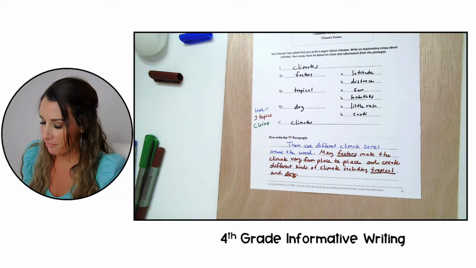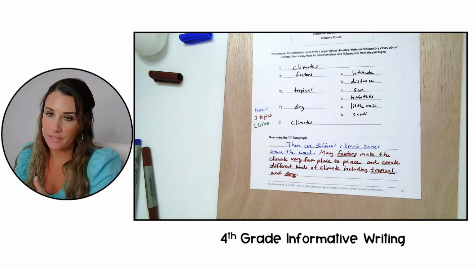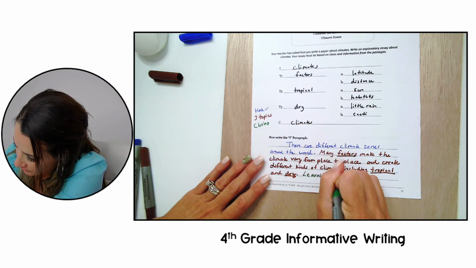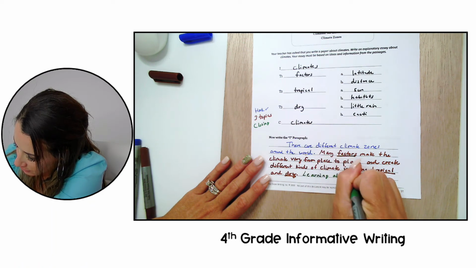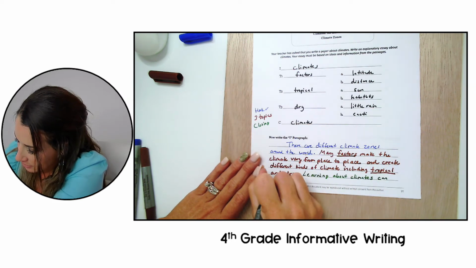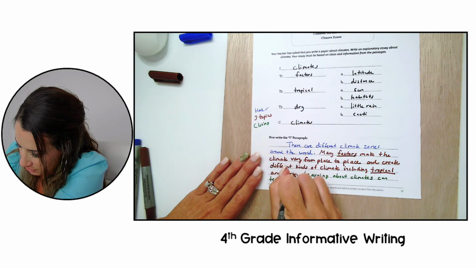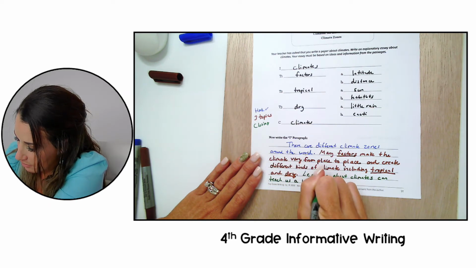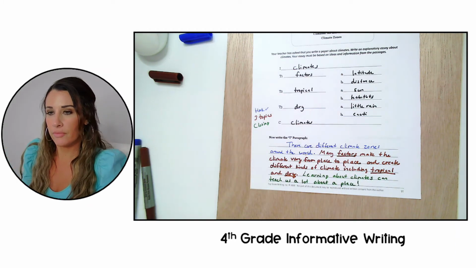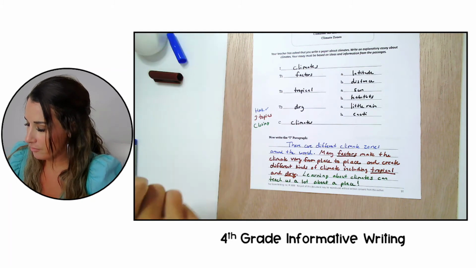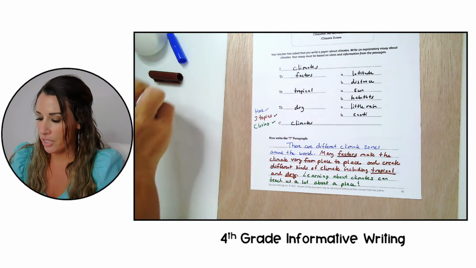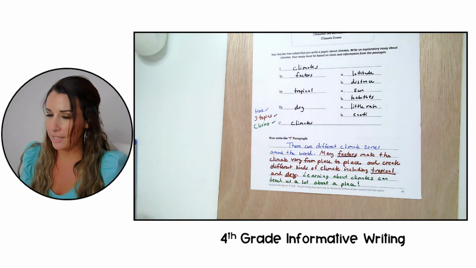in my introduction paragraph. And then I'm going to do a simple closing where I can just say something nice about the topic. So I'm going to say, learning about climates can teach us a lot about a place. Okay, so I have my hook, my 3 topics, and my closing. I am done writing my introduction paragraph for this activity.